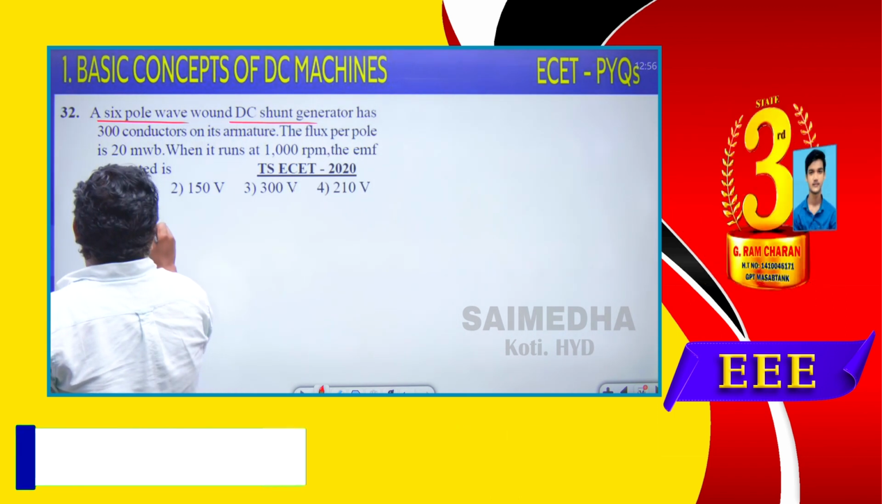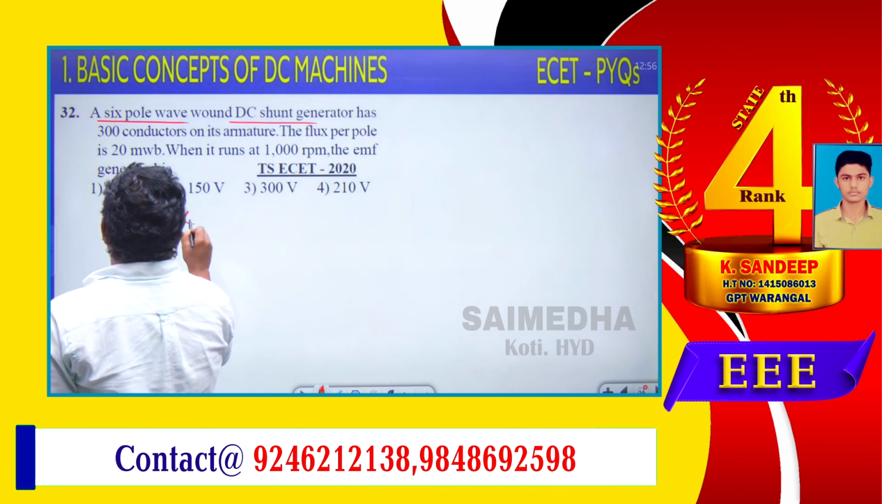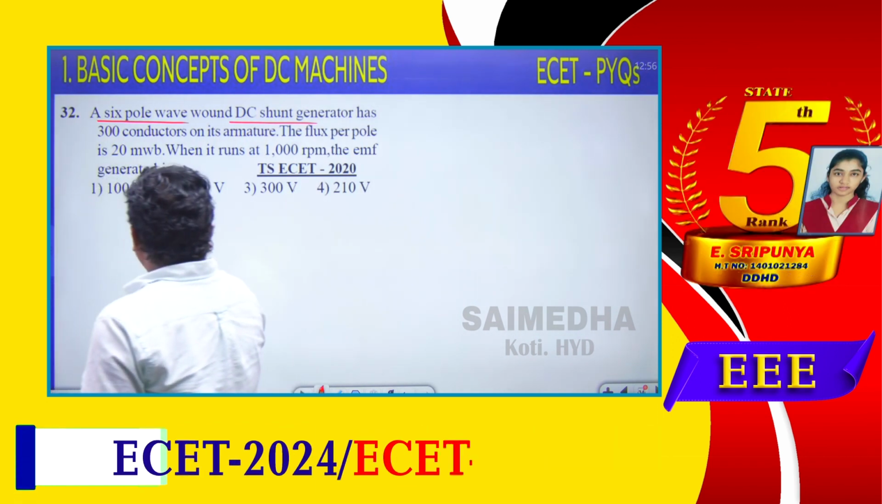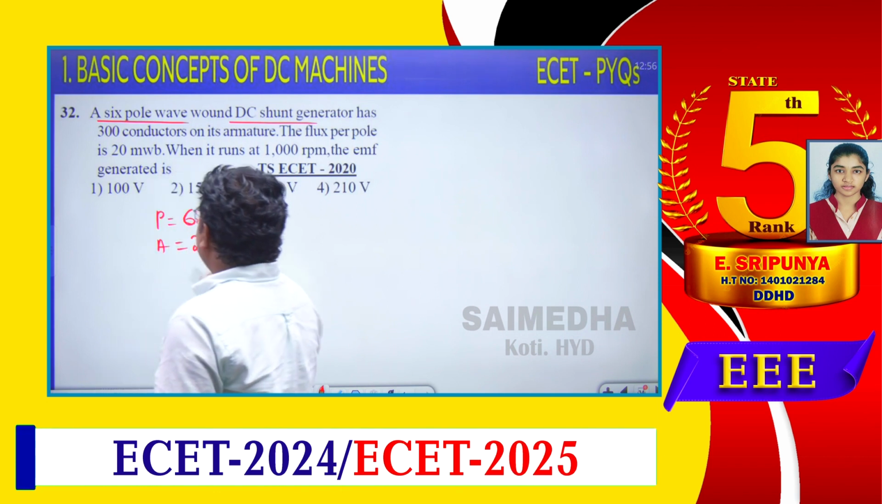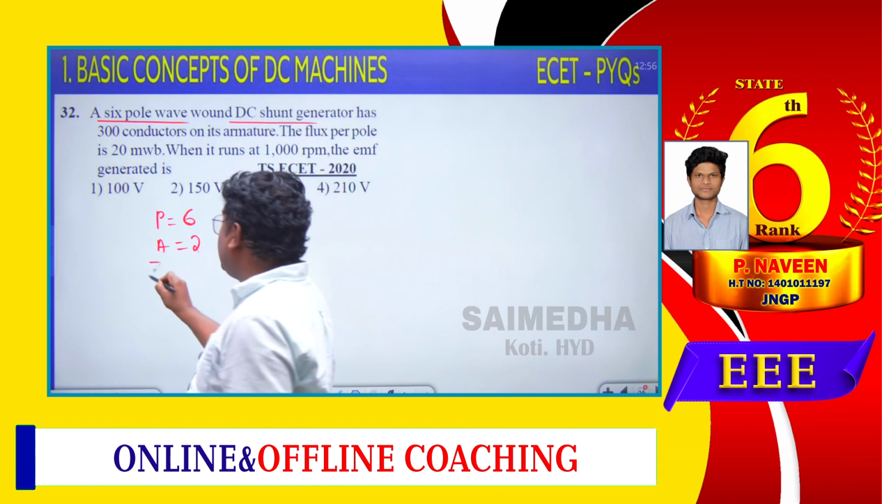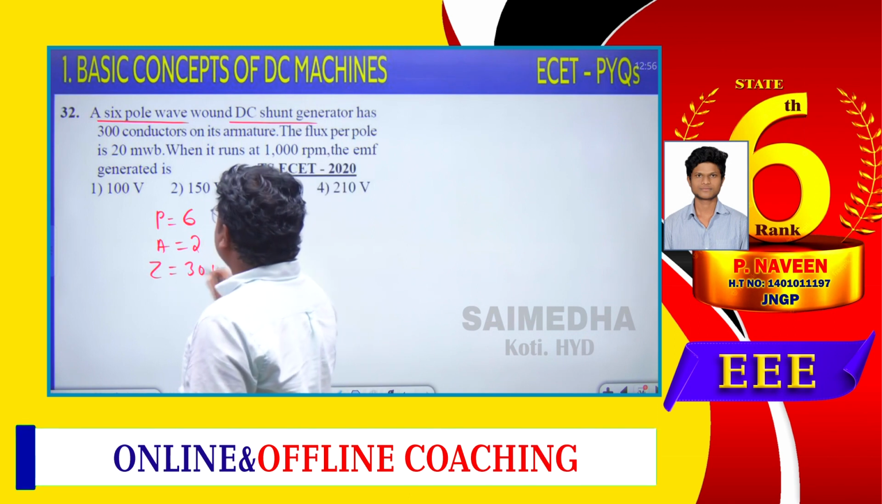So the number of poles in the machine is 6, and the number of parallel paths in the wave winding is 2. How many conductors are there? Z is equal to 300 conductors.